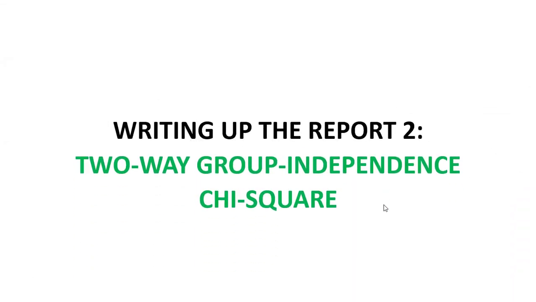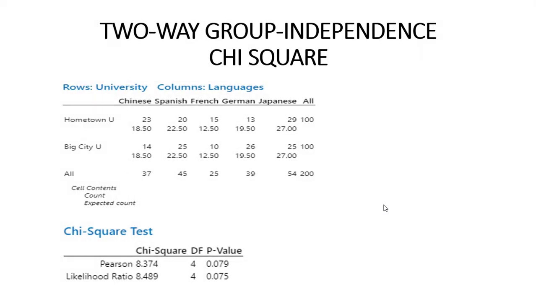Now let's look at the way we will write up the two-way group independence chi-square. So here again is our little summary. We have the 2 universities and then the results for each of the languages here. Then we have 2 scores reported here. We have a Pearson score and a likelihood ratio score. Okay.